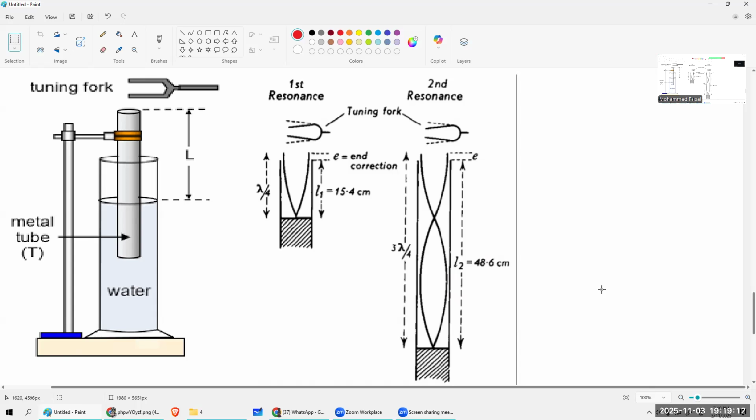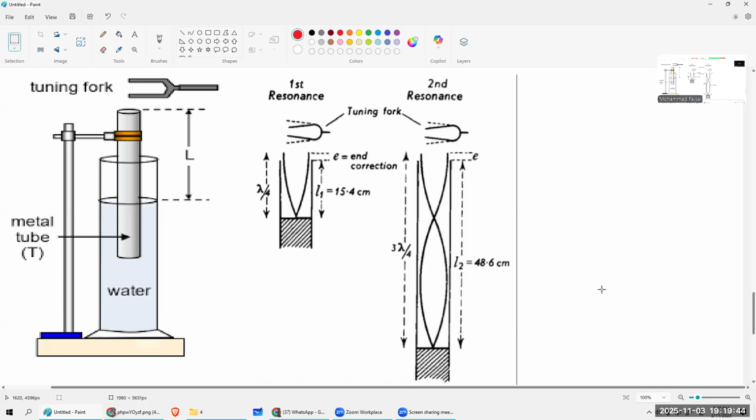So L1 is not truly lambda by 4. How much is lambda by 4? Have a look at the figure. L1 plus E is your lambda by 4. Now you do not know how much the exact E is. What you will do, you'll be careful to always hold your tuning fork at the same position on your tube throughout your experiment. If someone else is doing it, they should do the same. So whenever one of them is doing the experiment, they're going to make the same amount of error for both the readings.